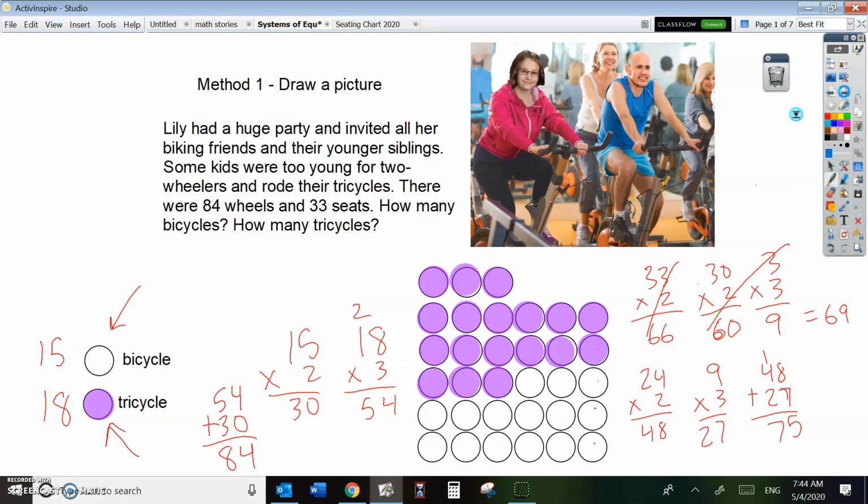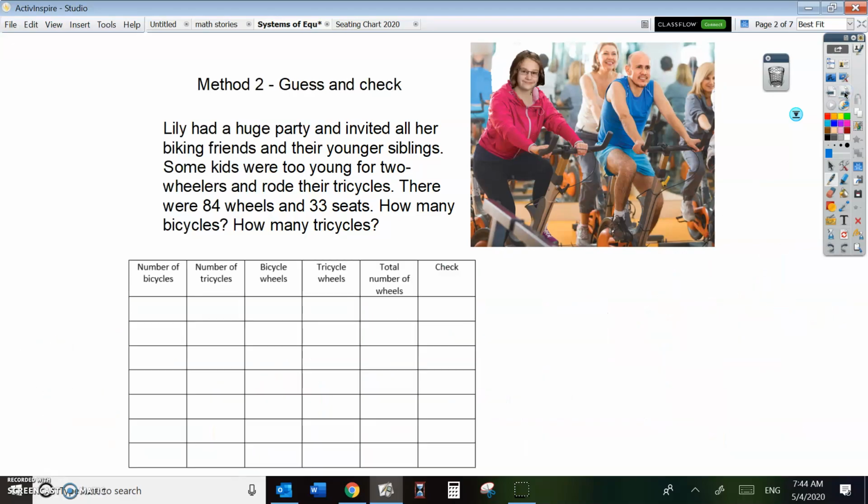Another way to figure out this problem is to do guess and check. We already know that we need 15 bicycles and 18 tricycles, so the point to this is not to solve this again, but to show you another way to solve it. If you didn't know, let's say we start with 20 bicycles, and that would leave 13 tricycles. Bicycles times 2 is 40. Tricycles times 3 is 39. 40 plus 39 is 79. And that's too low because we need 84 wheels.